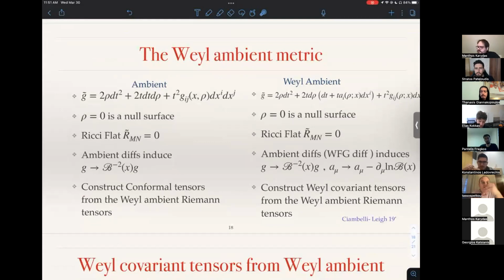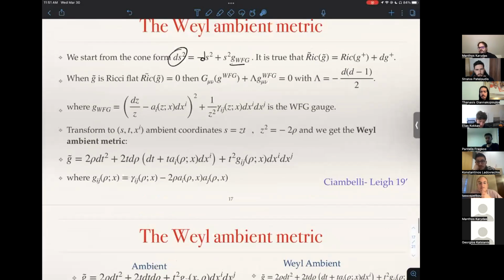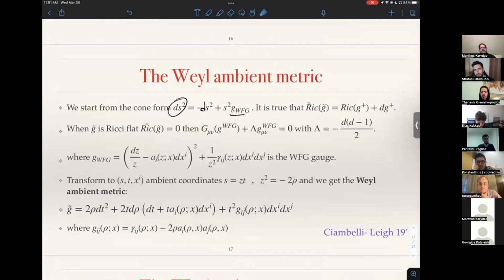And just to compare things, we'll start with the... Mantho, just a second, if you can. So, what is the boundary metric of Ciambelli and Leigh? If I do the expansion, I see.